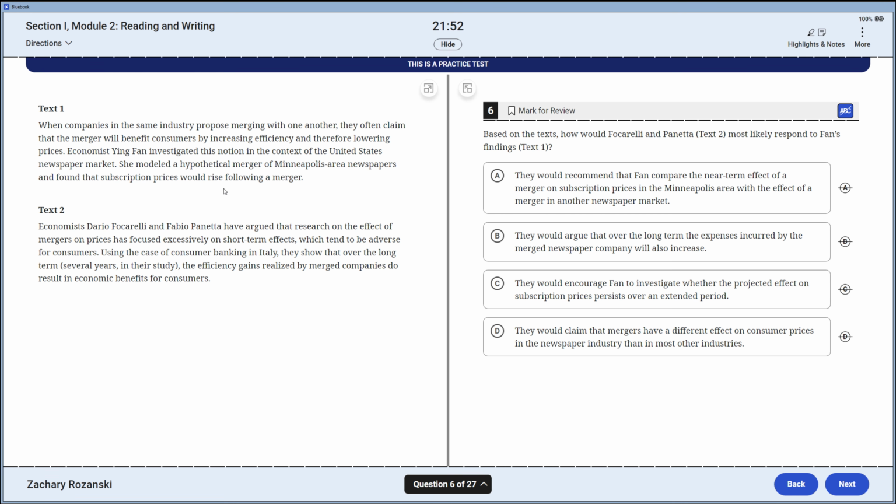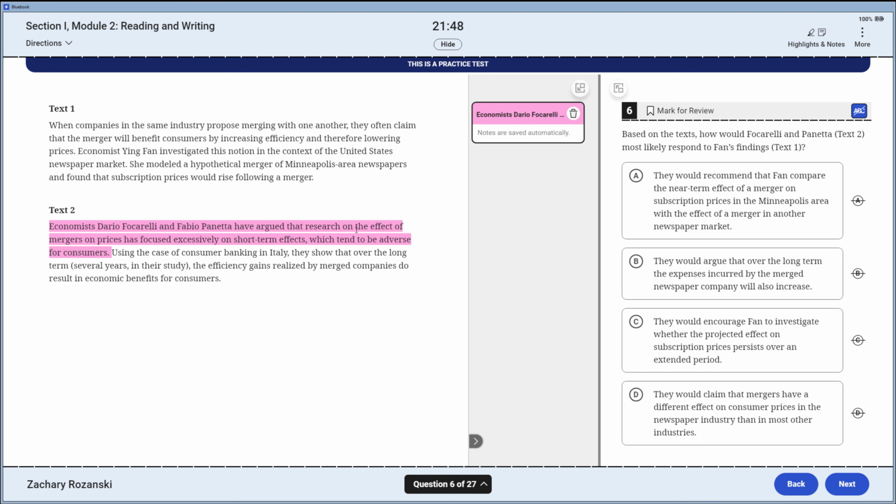How does 2 respond to 1? Let's look at 2 and see what we've got. From this first sentence, we'll build our summary. From the first sentence, we have Pinetta, Focarelli, they have argued. What have they argued? The mergers on prices has focused, that argued it focuses just on short-term effects, which show to be bad for consumers. That's okay. Then what does it say?